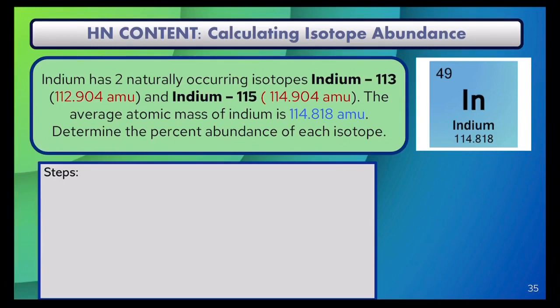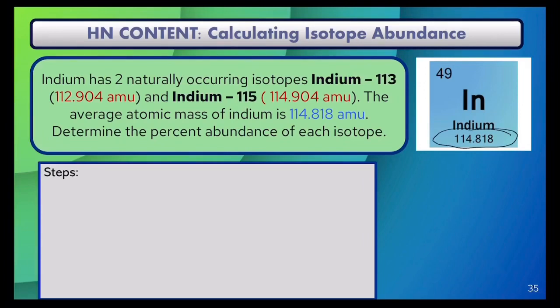So we're going to look at indium, an element on the periodic table, atomic number 49. It has two naturally occurring isotopes, indium-113 with an atomic mass of 112.904 and indium-115 with an atomic mass of 114.904. The average atomic mass of indium is 114.818, and that's straight off the periodic table. Determine the percent abundance of each isotope.